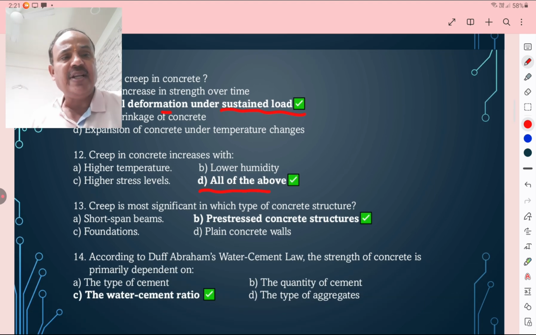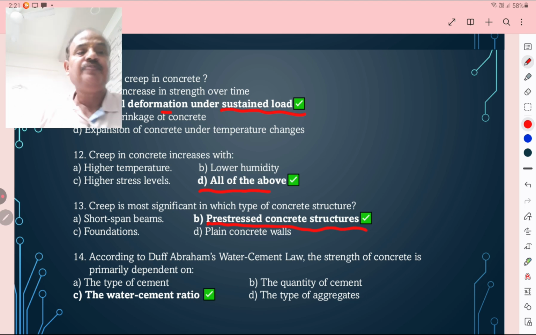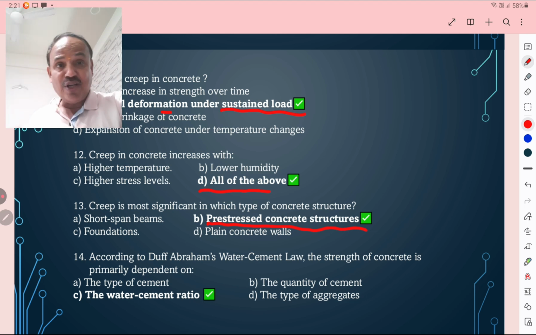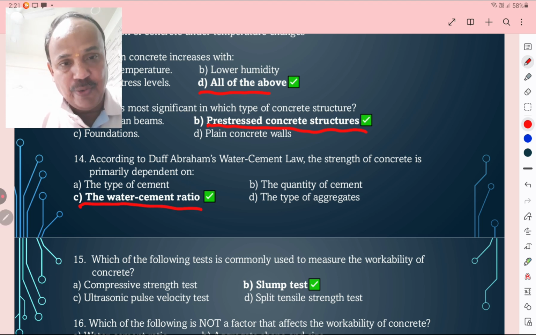Creep is most important in which type of concrete structure? In pre-stressed type of concrete structure, creep is important because loss of stress due to creep is also measured in pre-stressed concrete. According to Duff-Abraham's water cement law, the strength of concrete is primarily dependent upon, as discussed in the earlier MCQ also, water cement ratio.